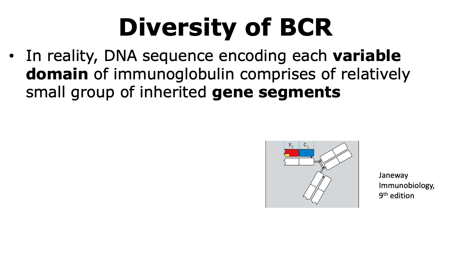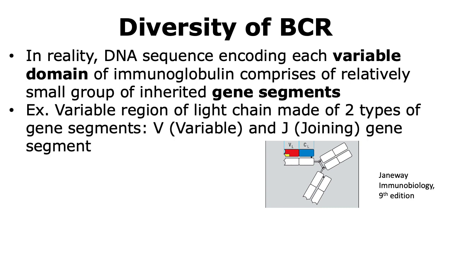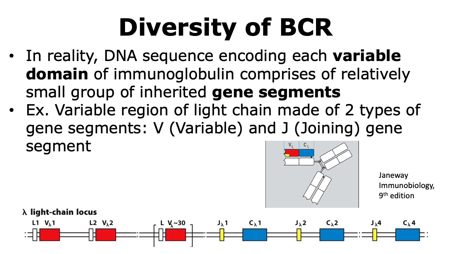So if we look at the light chain of the immunoglobulin, we have two domains, the variable domain and the constant domain. If we concentrate on the variable domain and look at the gene sequence that codes for this variable domain, what we can observe is that that region is made up of two types of gene segments. So here we can see the light chain locus for the lambda light chain. And what we can observe is that there are these gene segments that are called the variable gene segments.